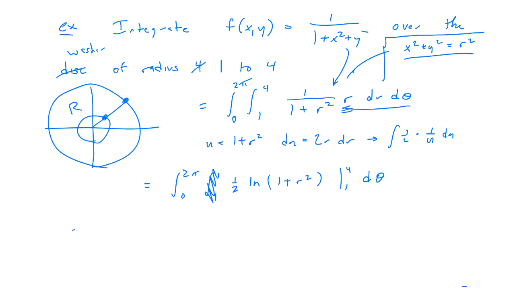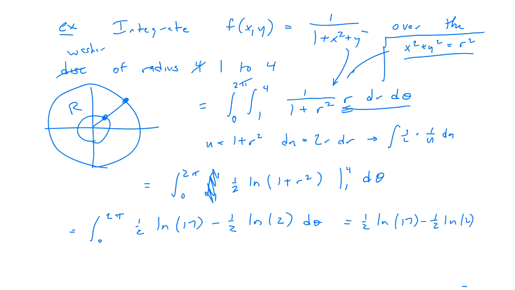And then plug in the two numbers, nothing very nice. Doesn't look very nice, but that's just a number. And then if I integrate that, I'm going to get whatever that number is times theta. And so therefore, I'm just going to get that number times 2 pi.